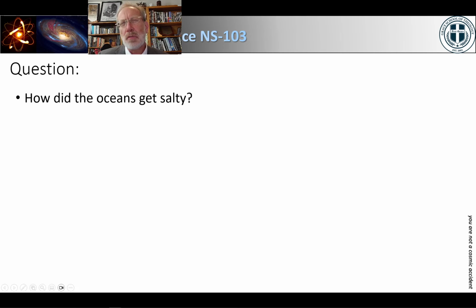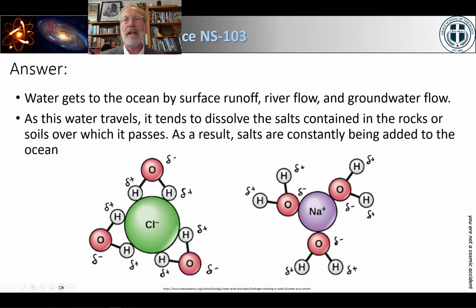But where did the oceans get that salt from originally? Well, if you think back to the hydrologic cycle, we have that surface runoff, river flow, groundwater flow, and as that water travels through those things, it tends to dissolve salts and minerals, right? That's contained in the rocks that it's passing over and through. And so what that means is as the hydrologic cycle keeps going, more and more of these salts are carried into the ocean with each pass through the hydrologic cycle.